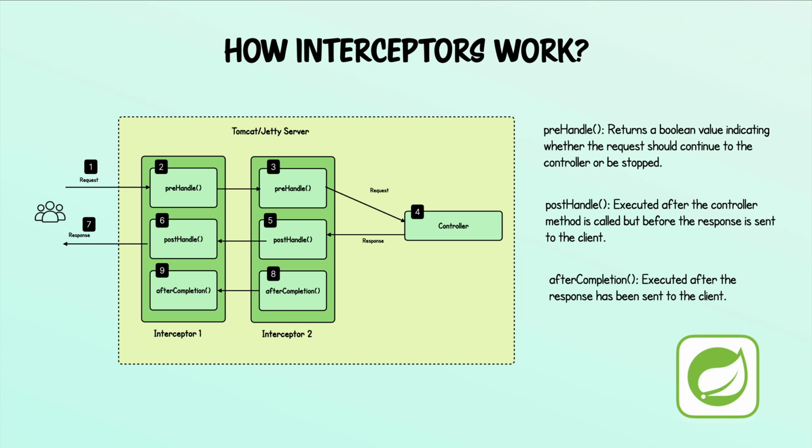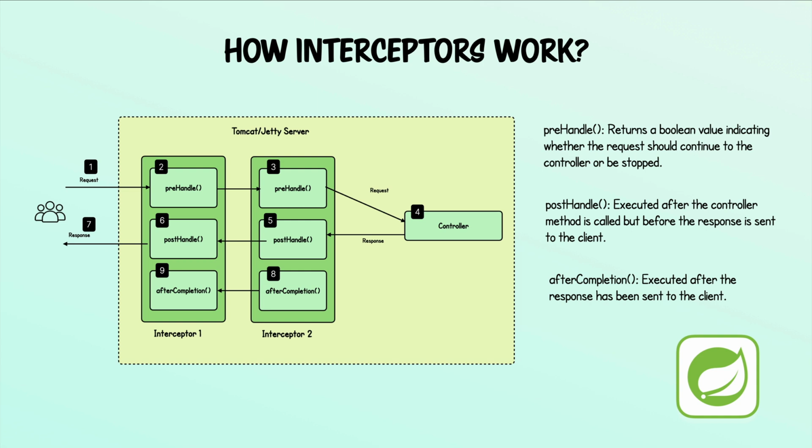The after completion method is called after the request has been completed, and this method is called even if an exception was thrown during the processing of your request. Typically, you can use the after completion method to perform any cleanup task that you need to do after the request has been completed.